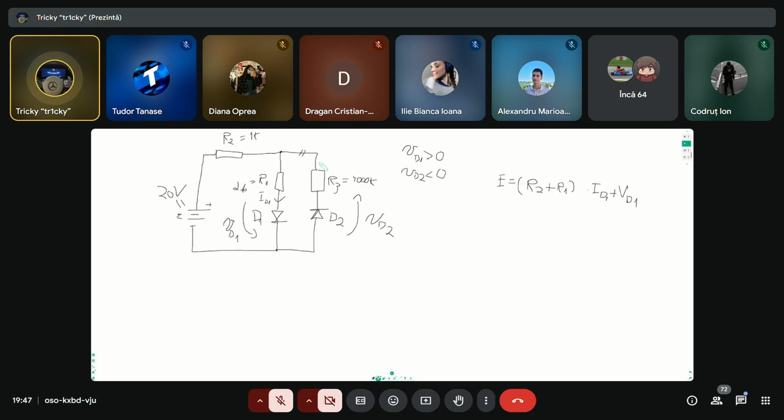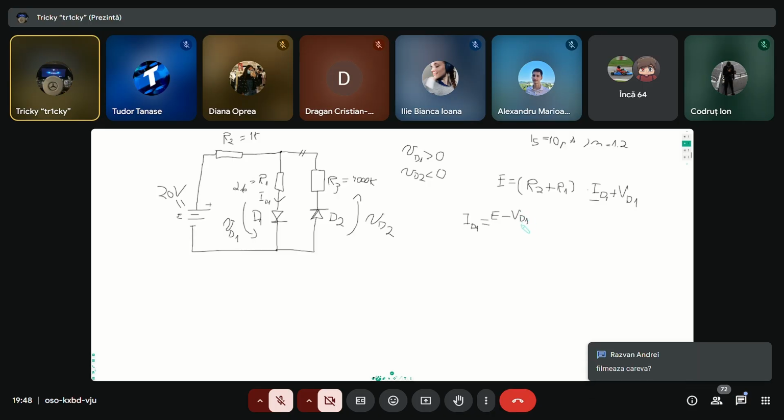We also need to keep in mind what he gave us at the beginning of the homework. I forgot to write it: this is the saturation current, and in our case it's 10 picoampere, and we also get an N, which we will use later, which is 1.2. We need to find ID1 from here, so we rewrite this equation to have ID1 as the unknown. ID1 is equal to E minus VD1 divided by R2 plus R1.